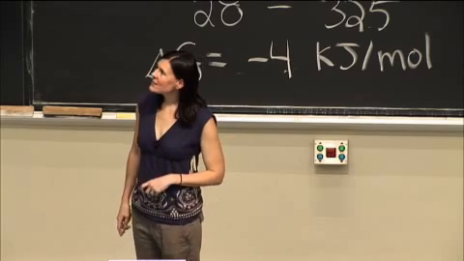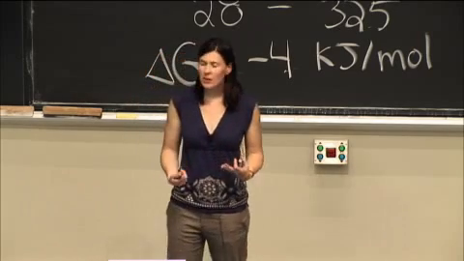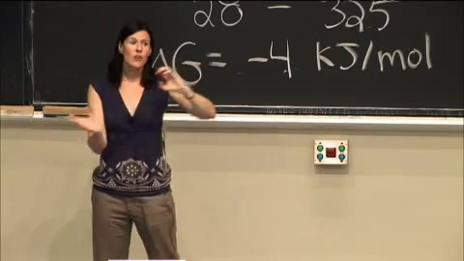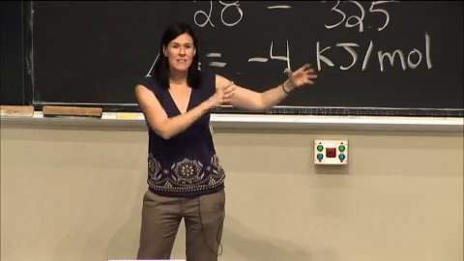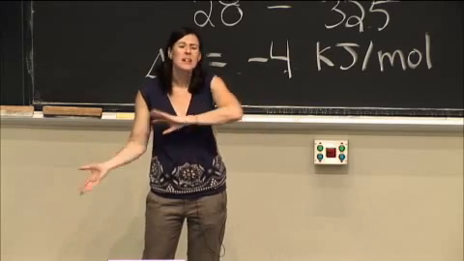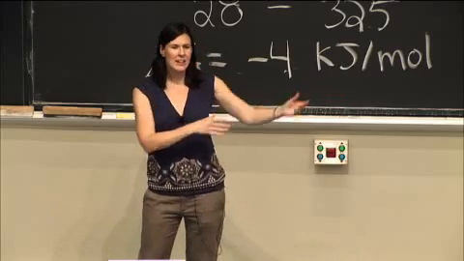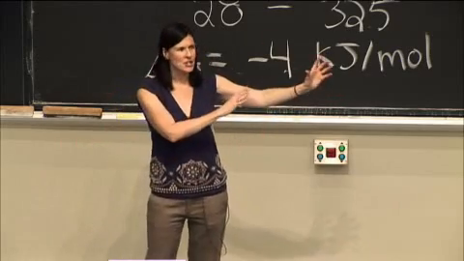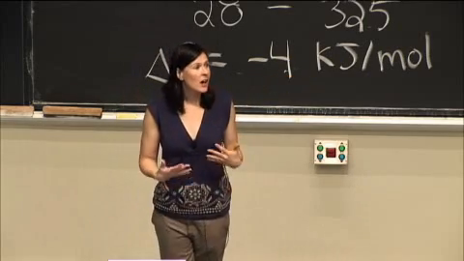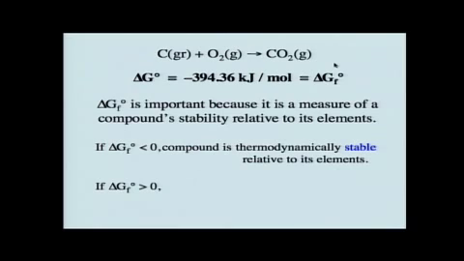So it turns out that the compound is stable relative to its elements. And the reason for this is if you think of the reaction of the elements forming the compound, if the delta G of that reaction is negative, that means it's going to spontaneously form the compound. It's going to release energy when it actually forms that compound. So that's another way of telling us that the compound is more stable than its elements.